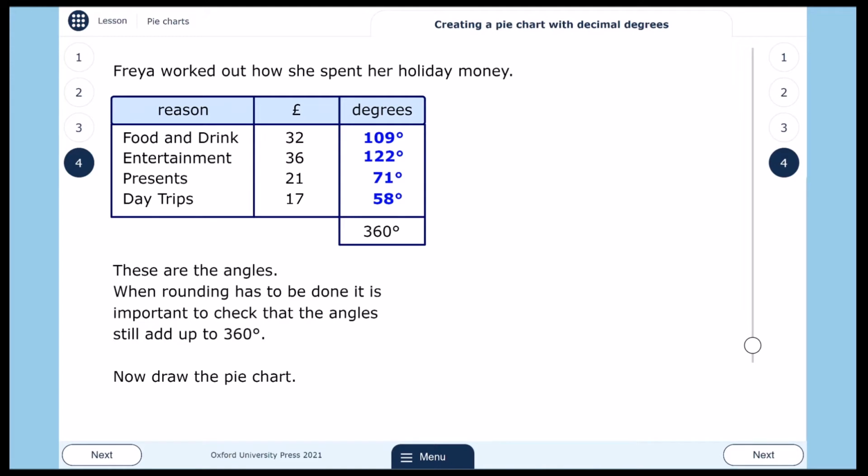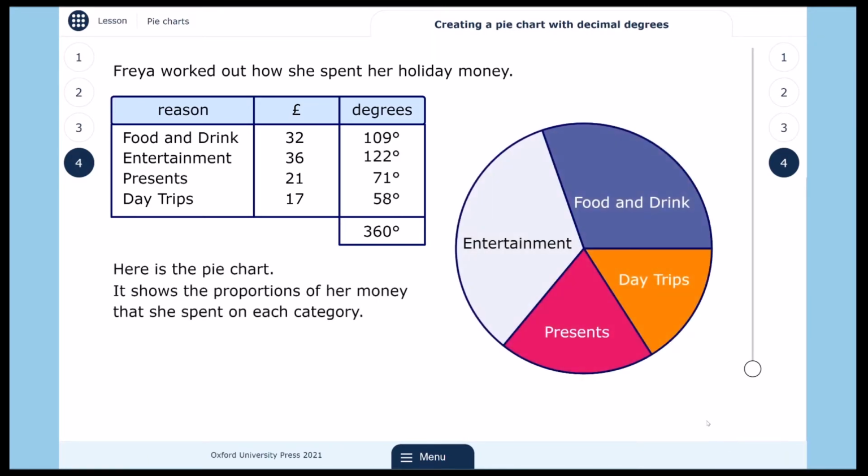When you have to round like this, it's really important to check that the rounded answers still add up to 360 degrees. Sometimes you might need to modify one of the sections either up or down by a degree to make it work. Once you've done this, you can then draw your pie chart as we did before. This is what it would look like.